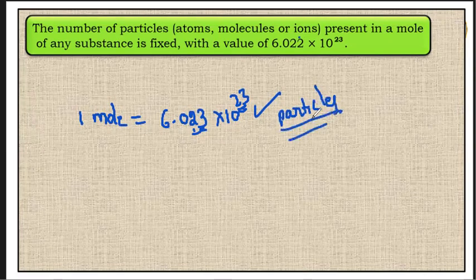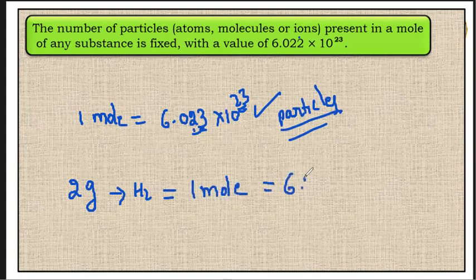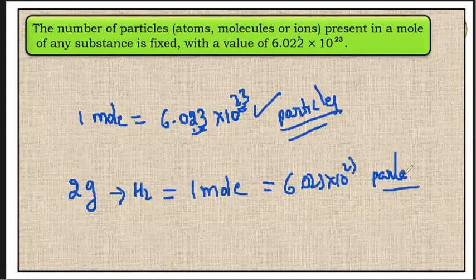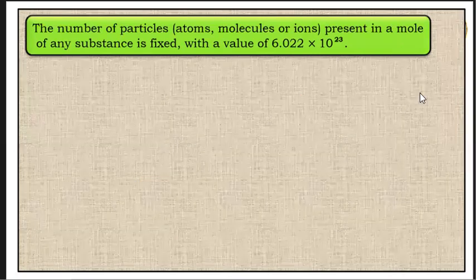In 1 mole, how many particles will be present? 6.023 into 10 power 23. So how many grams of hydrogen contain 6.023 into 10 power 23 molecules? That's right, 2 grams. Don't get confused. So 2 grams of H2 is equal to 1 mole, and that is also equal to 6.023 into 10 power 23 particles. Is it clear? Very easy. While solving problems, you'll get to know how to remember all this.